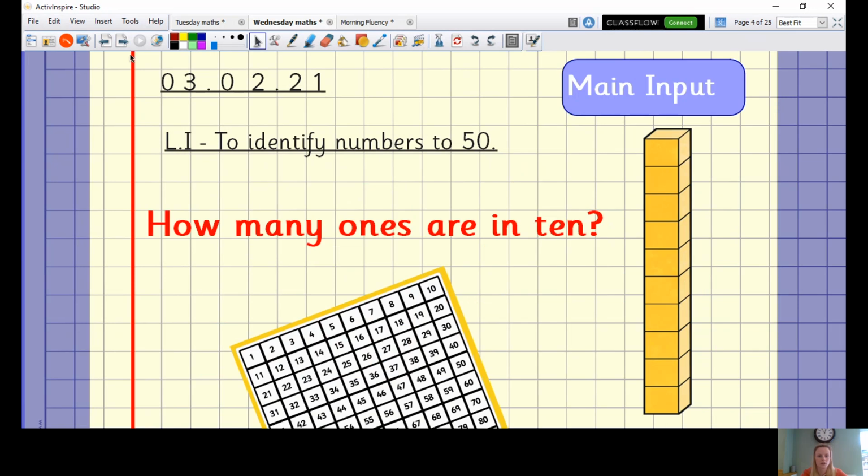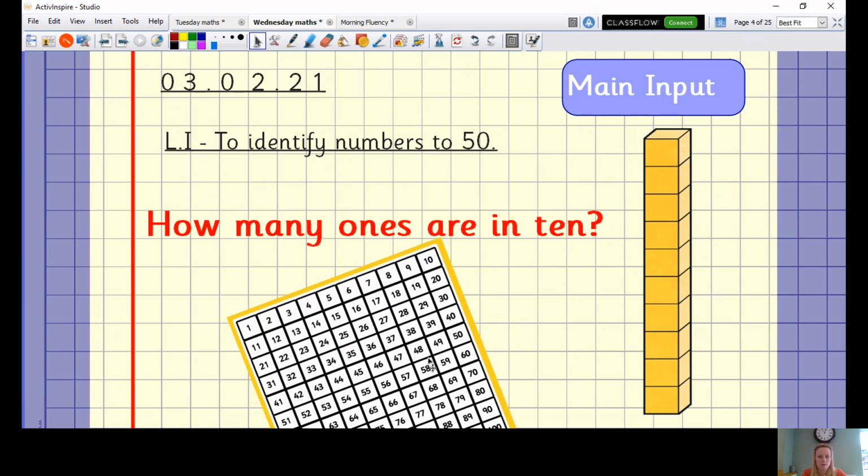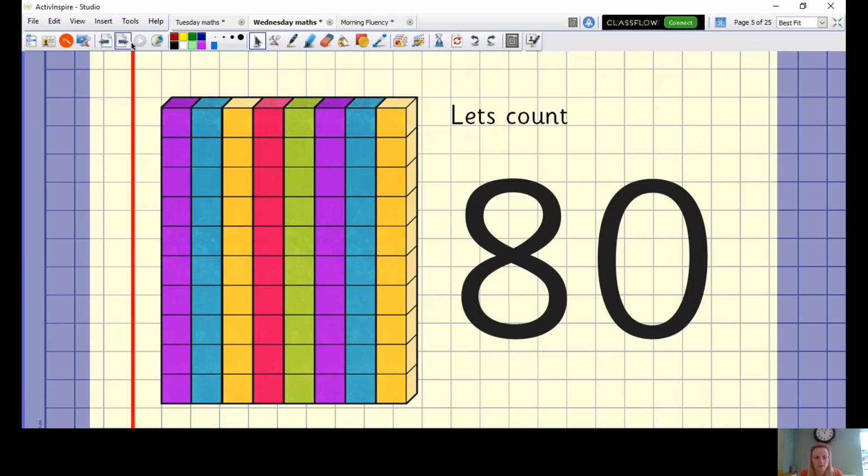Okay, so we're going to go through and remember what this represents. I wonder if you can remember. Let's count them. 1, 2, 3, 4, 5, 6, 7, 8, 9, 10. That's right, this represents 10. So we are going to count and practice counting in tens.